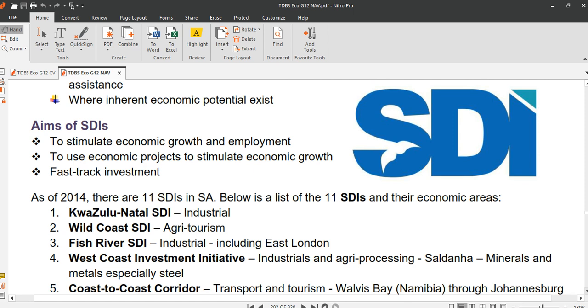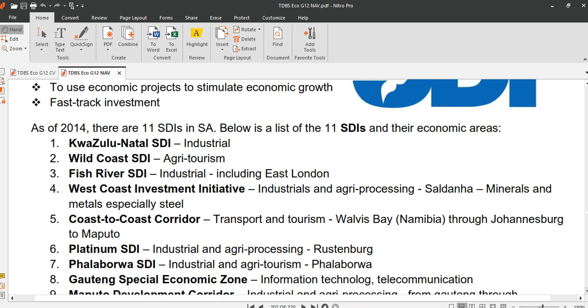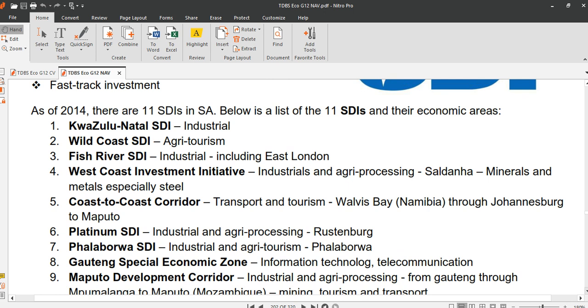Let's now look at the aims of SDIs. To stimulate economic growth and employment. To use economic projects to stimulate economic growth. And lastly, to fast-track investment. As of 2014, there were 11 SDIs in South Africa, and they are as follows.